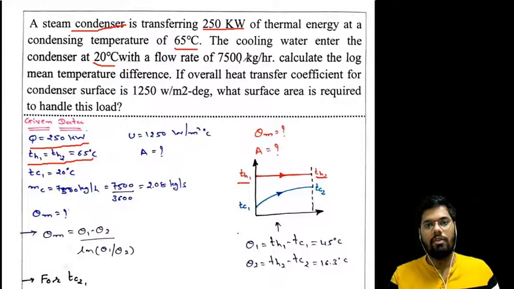with a flow rate of 7500 kg per hour. This is the mass flow rate of cold fluid. So mC is 7500 kg per hour. We need to convert it into kg per second. So dividing it by 3600, it would be 2.08 kg per second.